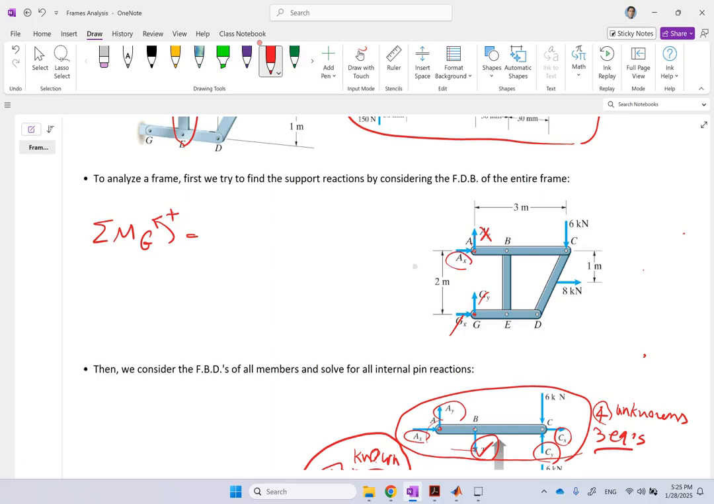So what forces are creating moment about G? Ax does, and it's clockwise, and the distance is 2, so it's going to be negative 2 times Ax. The 6 does, that is also clockwise, and the distance for it is 3, so negative 6 times 3. And this 8, this is also clockwise, so this is going to be negative 8, and the distance for it is 1 meter.